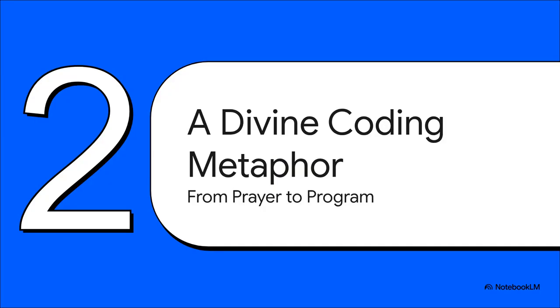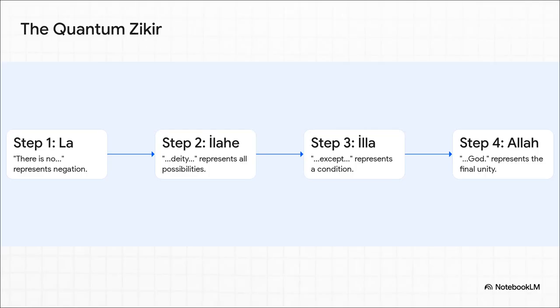Okay, so we've got the ground rules for our quantum stage. Now let's see how our source material takes these rules and does something incredibly creative with them, building this bridge between a sacred prayer and a real quantum circuit. So the source proposes this really fascinating metaphor. It maps the 4 parts of the Islamic Declaration of Faith, the zikr, La ilaha illallah, onto a quantum algorithm.